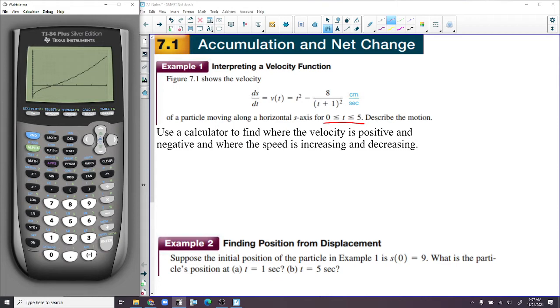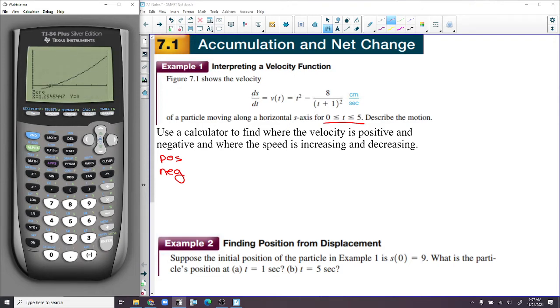So let's see, velocity is positive and negative. And we need that 0, so we're going to go second, calculate. Number 2 is the zero. And let's go over and get this zero. So we need to see y needs to be negative. There we go. Then y needs to be positive. There we go. And back up a little bit.